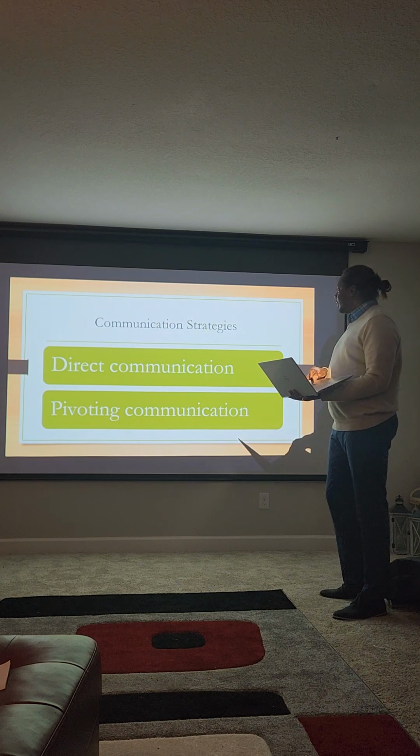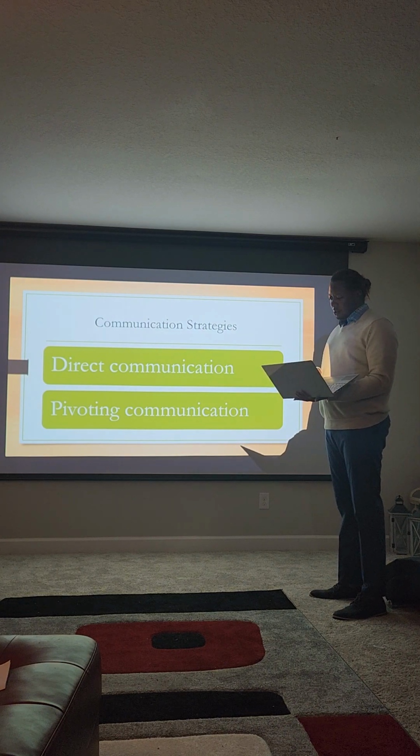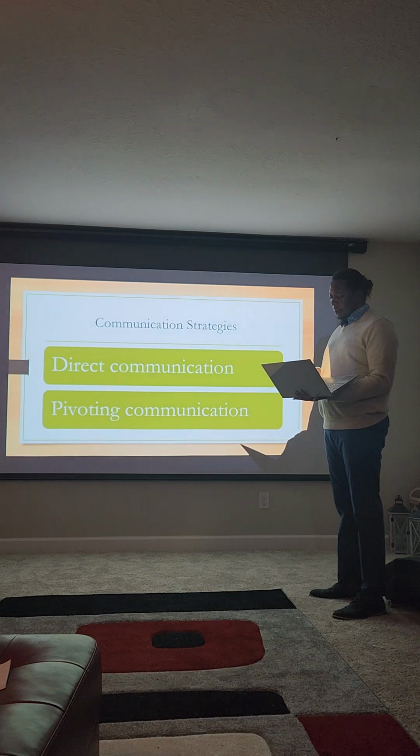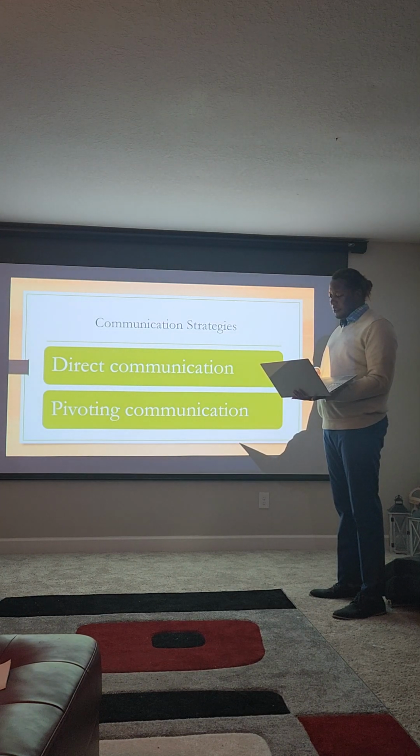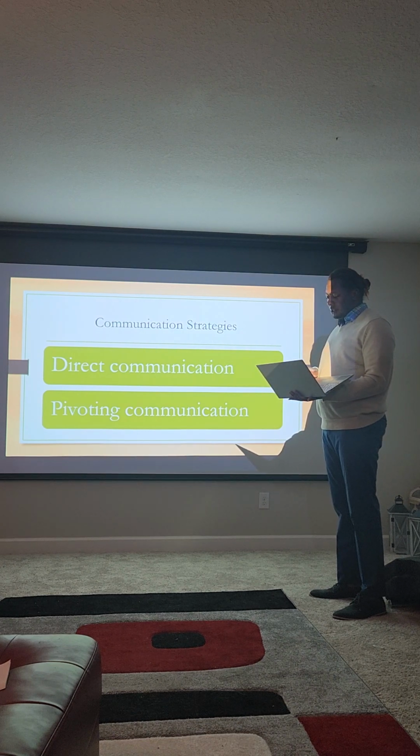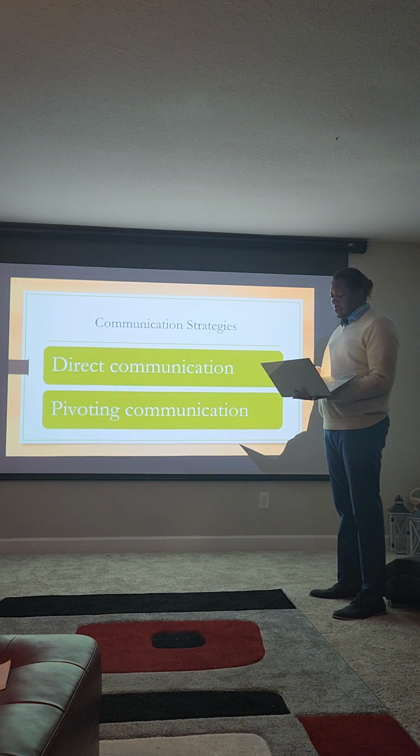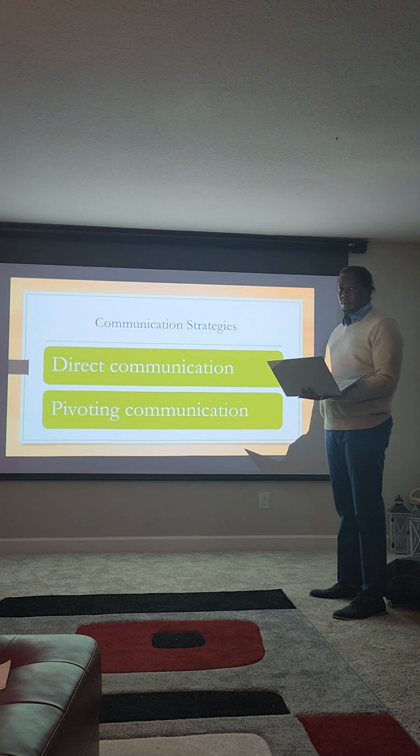Two different types of communication. Direct communication, which entails straightforward and unambiguous communication in which information is conveyed openly and without the use of intermediaries, and pivoting communication, which entails modifying and shifting communication messaging to address changing conditions or problems.